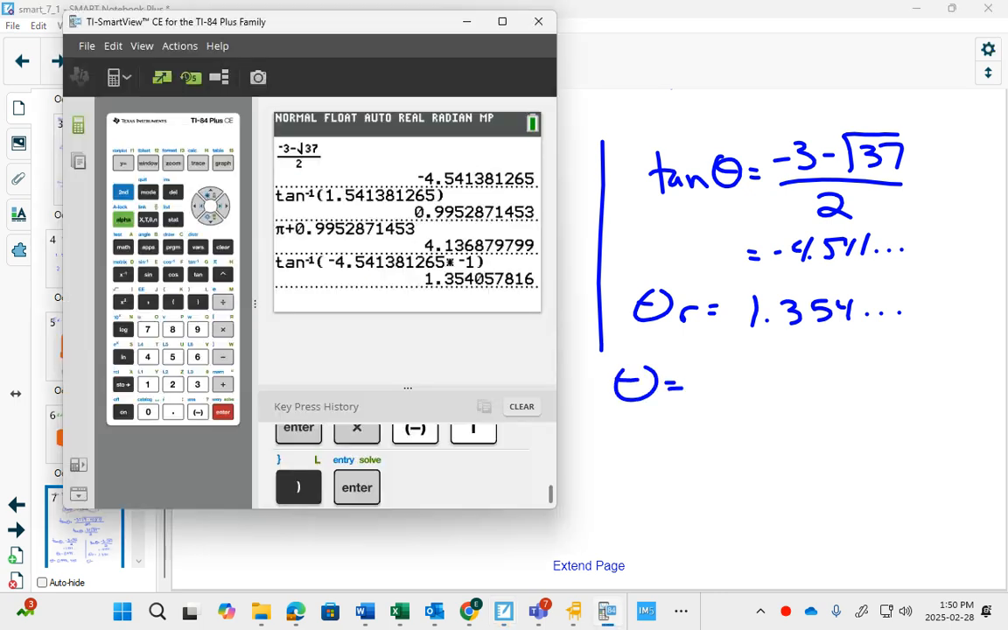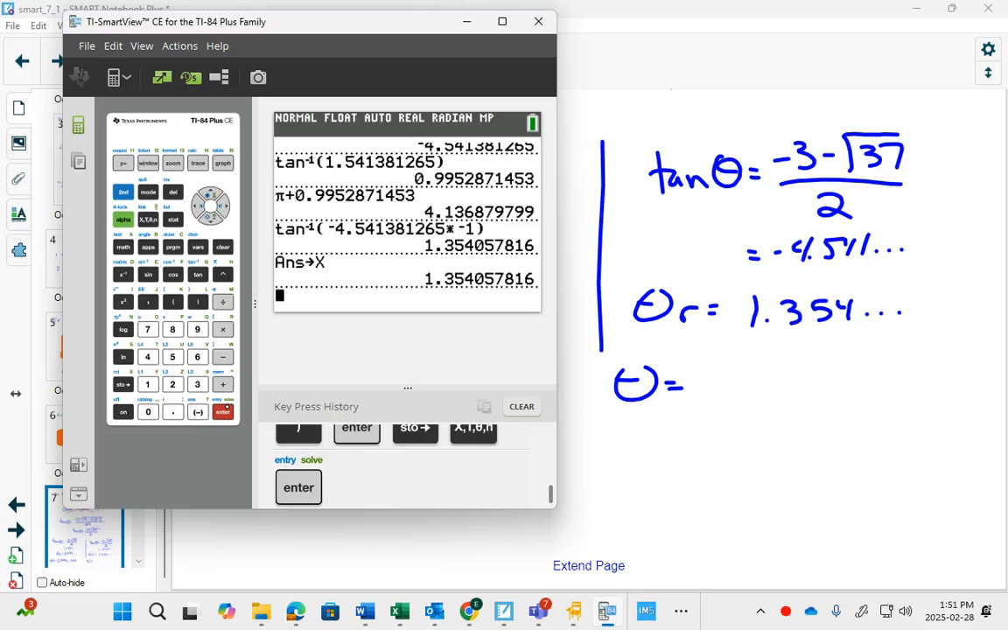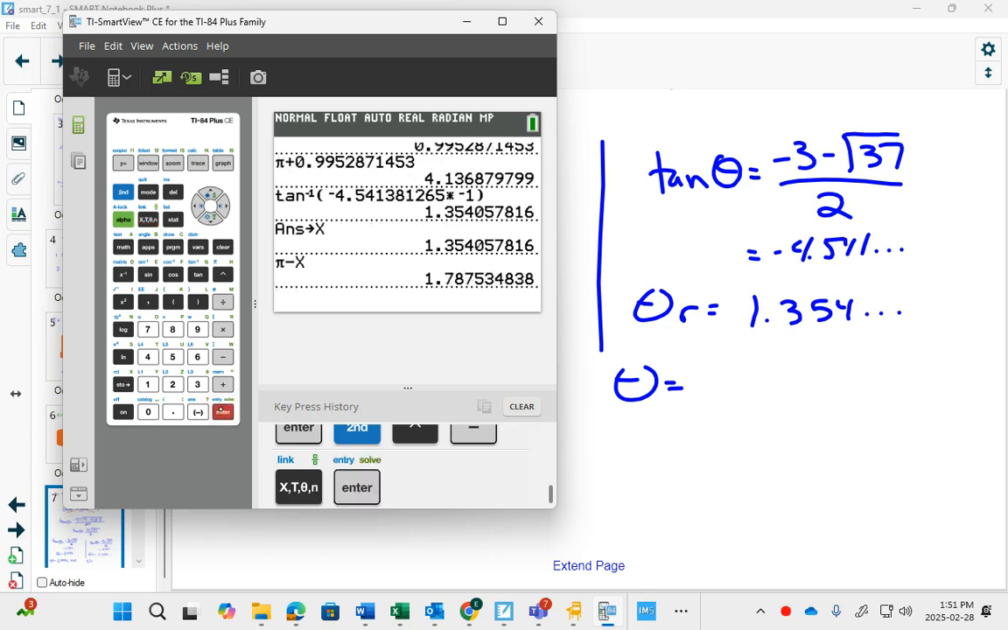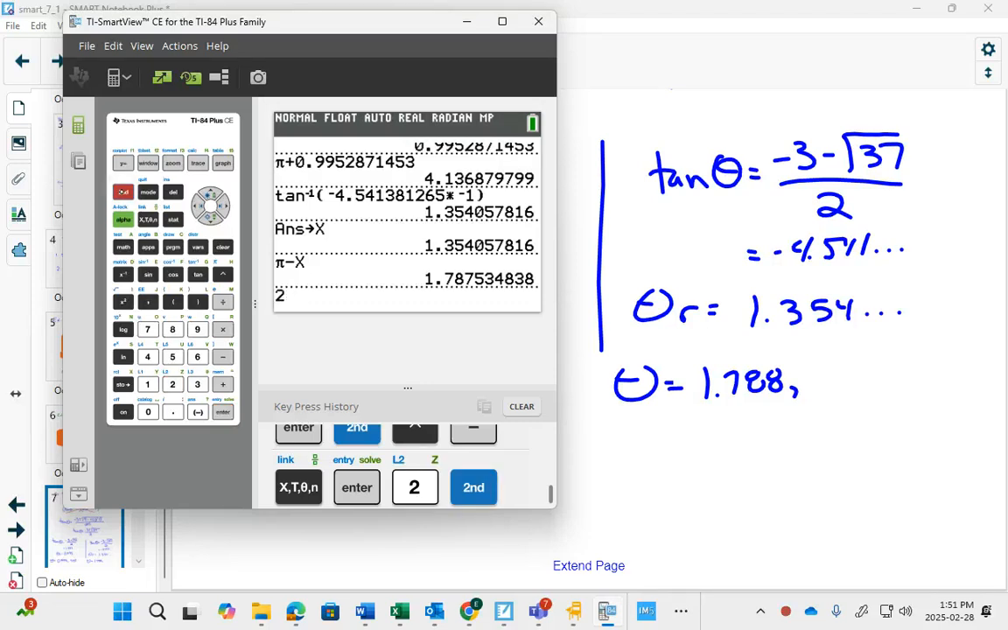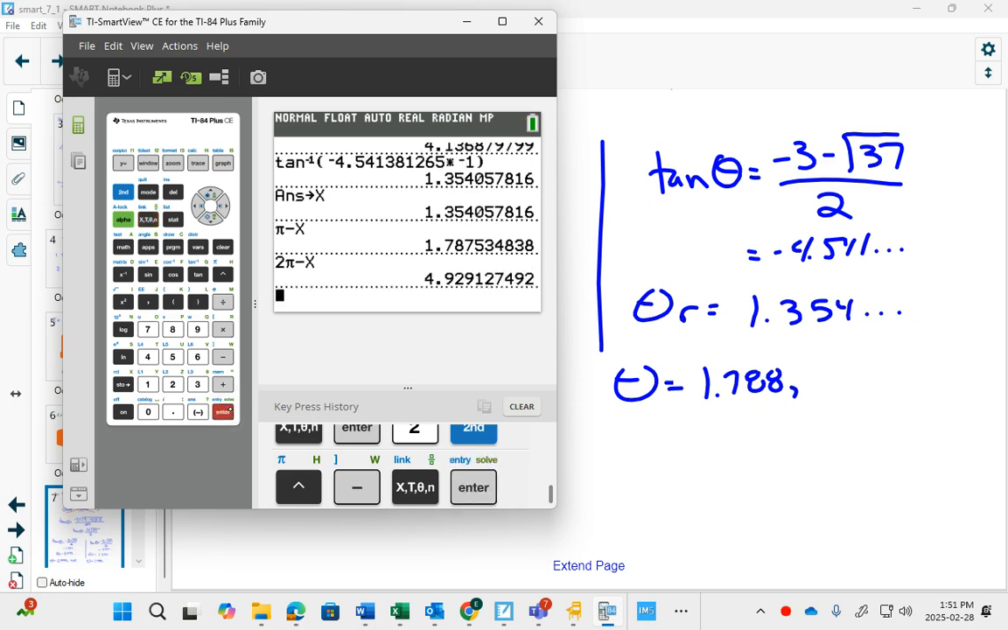And it's going to be in quadrants 2 and 4. Sometimes I don't like to always highlight it. I like to use my store button. So right above the on button, you can store an answer as X. And that way, when I want to find quadrant 2, instead of going pi minus and clicking that answer, I can just go pi minus X. And it finds it, 1.788. And in quadrant 4, I could go 2 pi minus X. Still remembers it, 4.929.